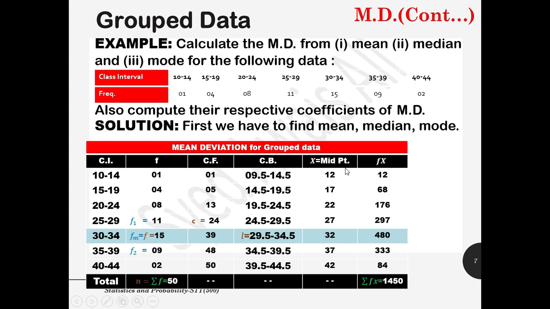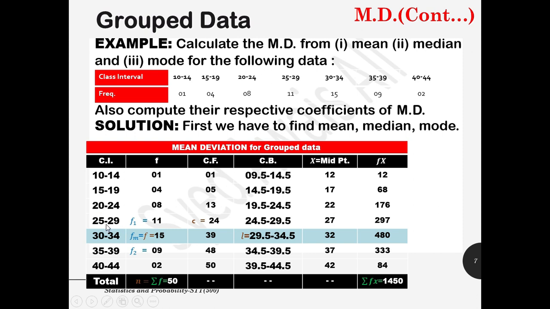So the formula of x is lower boundary plus upper boundary, that means we have to sum 10 plus 14, that will give you 24. Then you have to divide it by 2 because values are 2. Upper boundary plus lower boundary divided by 2 will give you 12. Then we have next value 15 plus 19 divided by 2 will be 17. Then we have 20 plus 24 divided by 2 will be 22.